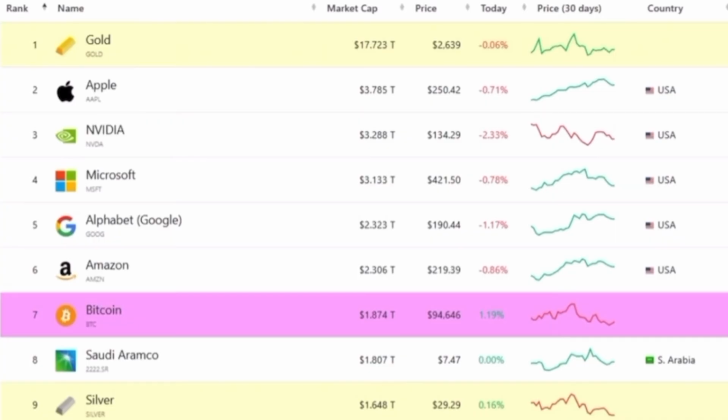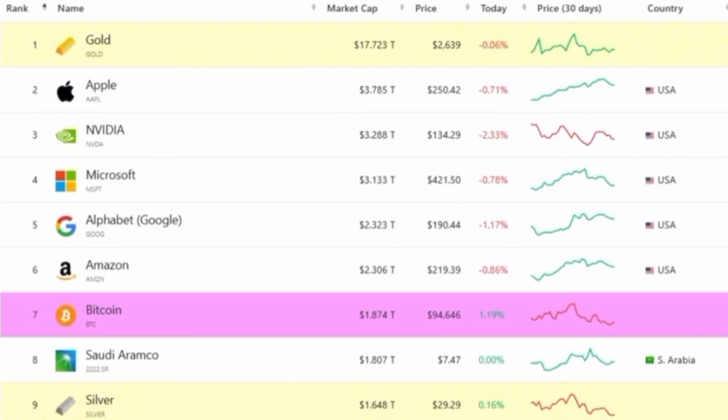And the last thing that I want to show you here before we go into the retirement calculator is the top assets by market cap. I think Bitcoin is going to continue to climb this rank. I think it's going to go to 5th, 4th, 3rd. It's going to eventually be ahead of gold. It's going to be ahead of Apple. It's going to be ahead of everything.